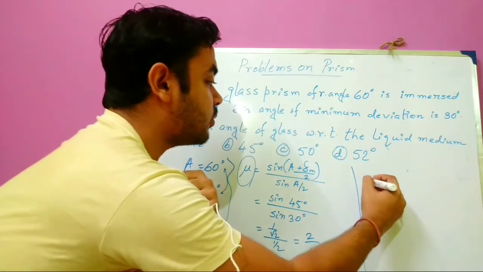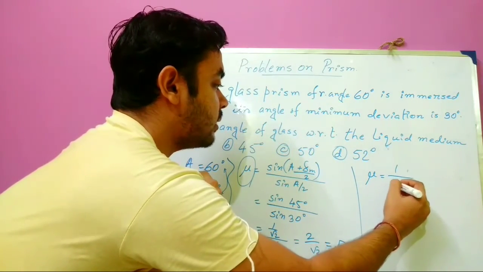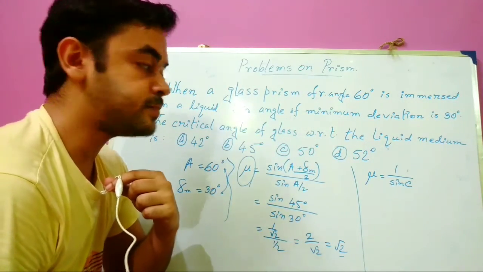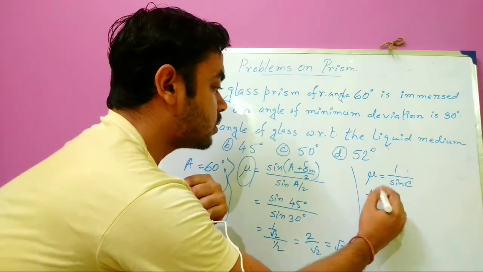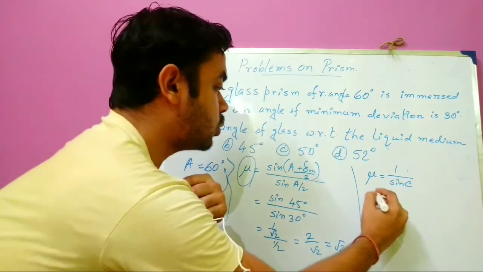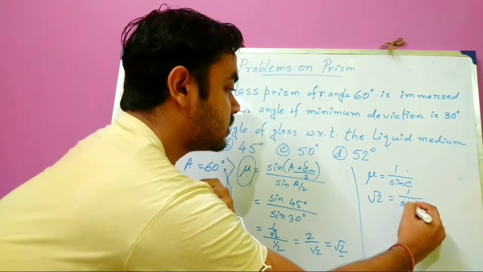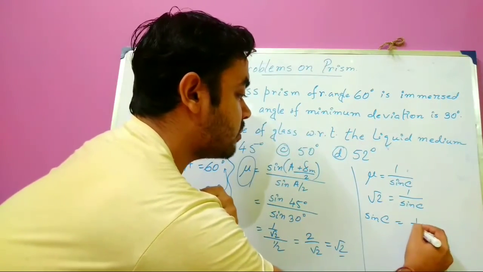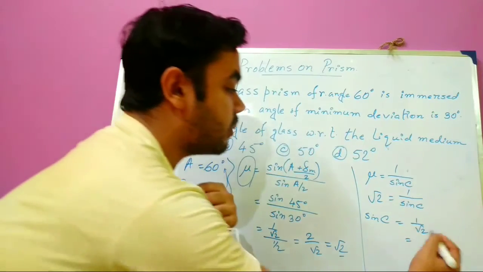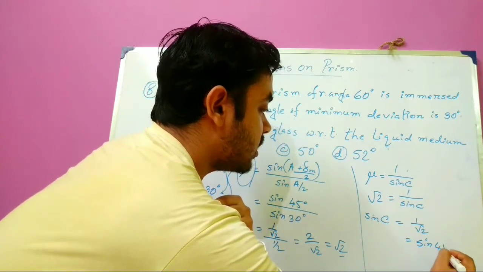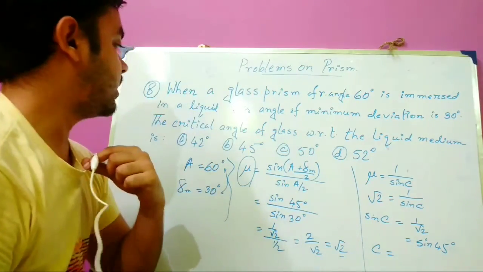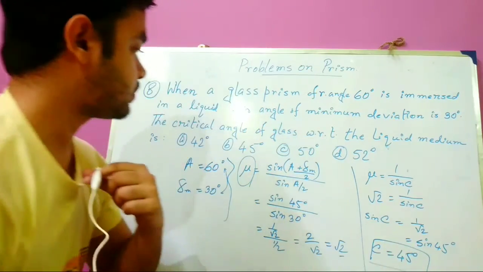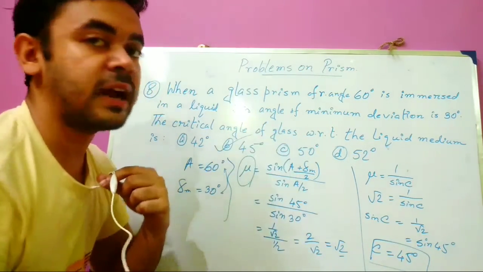Now we know another formula, mu equal to 1 by sine C, where C is the critical angle of the glass. Now put this value. The value of mu is root 2, equal to 1 by sine C. So sine C equals 1 by root 2, and 1 by root 2 is the value of sine 45 degree. So the value of the critical angle C is 45 degree. So option B is the right answer.